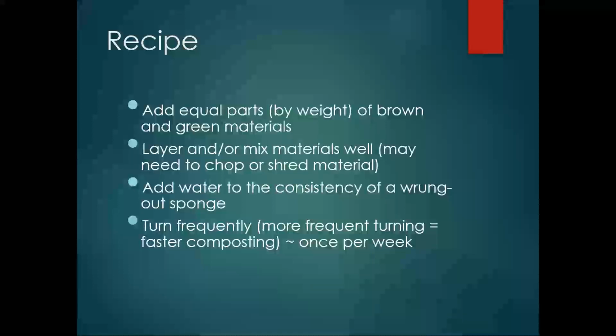So we want to add water to the consistency of a wrung out sponge. We want these fairly wet. If you try to build the pile and then wet it up, it will not wet. Organic matter sheds the water. It'll be very, very difficult to get it down into the middle of the pile, especially since you want a pile at least 3 by 3 by 3 foot. Okay, if it's outside. If it's contained in a container, you can get away with a smaller amount.